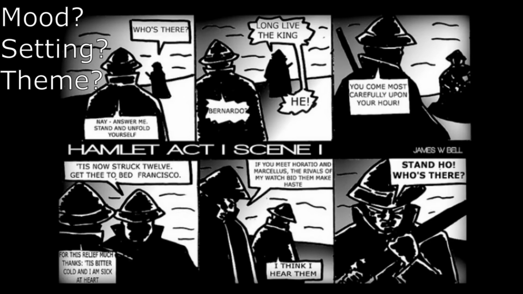Okay, now that you've seen the opening of Act 1, Scene 1 of Hamlet, what's the mood? What's the setting? What's the theme? It starts with the line, "Who's there?" And you've got two guards. The mood seems to be paranoia. They're both suspicious. They're on guard for something. They don't know who's there.